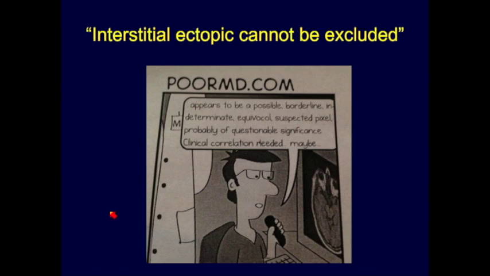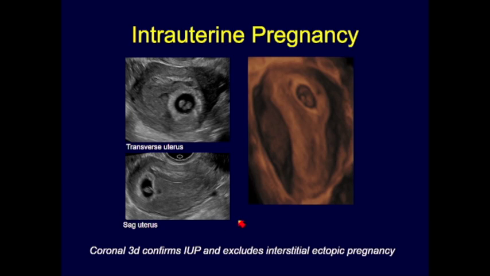So how many of you have read these reports? This appears to be a possible, borderline, indeterminate, equivocal, suspected pixel, probably of questionable significance. Clinical correlation needed, maybe. Interstitial ectopic pregnancy cannot be excluded, but it's probably an IUP. Now, how useful is that to our clinical colleagues? It's not. So this one on the coronal 3D, there's no question that it is an intrauterine pregnancy.